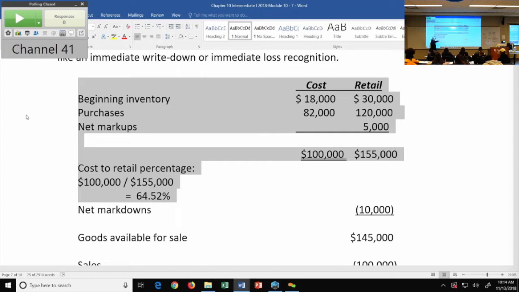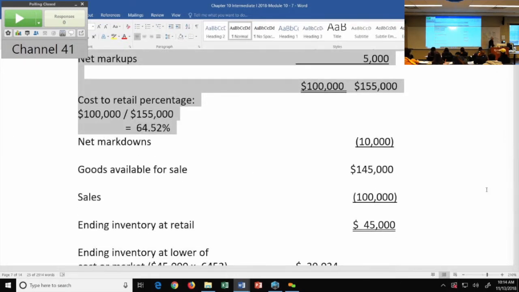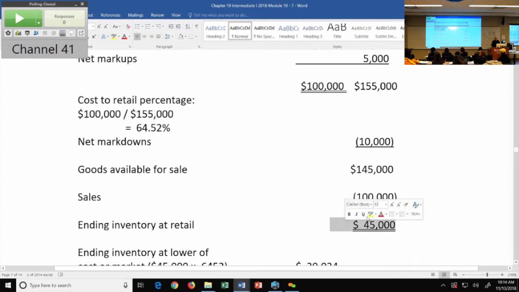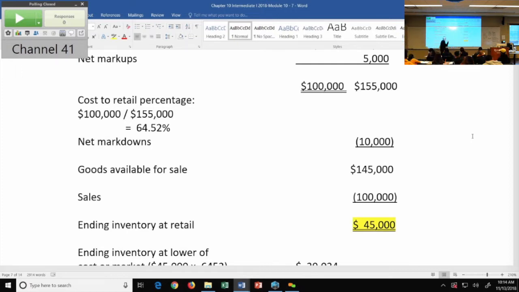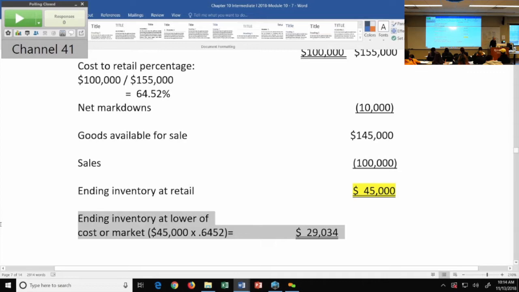Then markdowns are treated like obsolete inventory or a write-down of inventory. So notice what happens. You're still going to get the 45,000, and this is always going to be the same. It's not the ending inventory at retail that changes, it's the ratio. Now the ratio is at lower of cost or market, and when we deflate the 45,000, you now have inventory at LCM of 29,034.